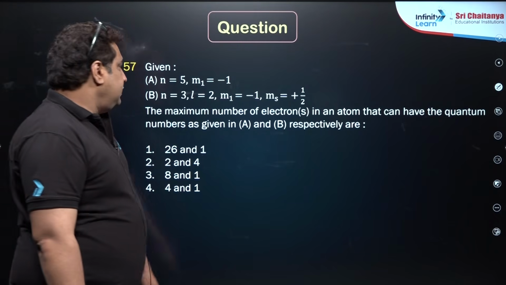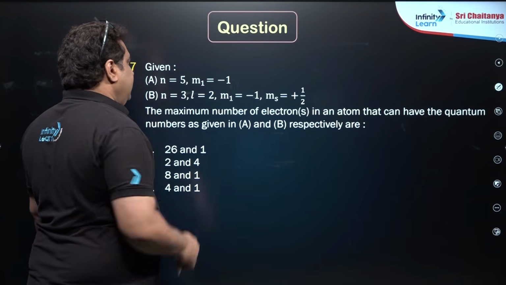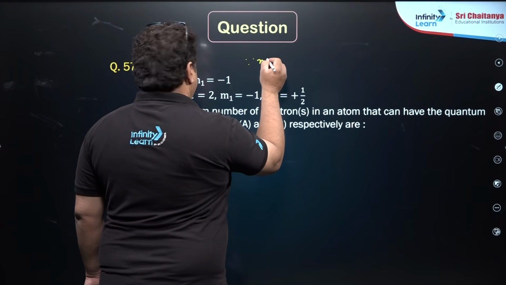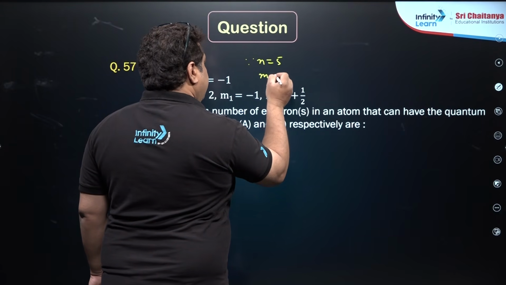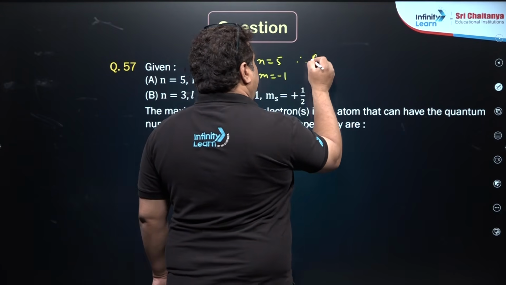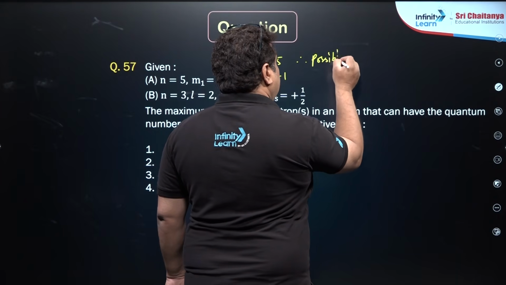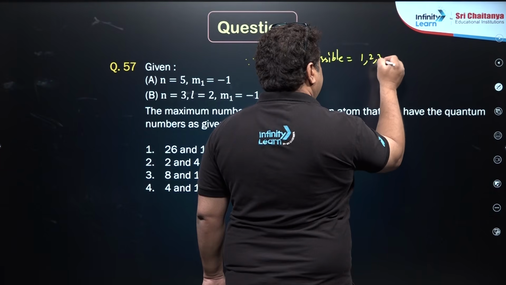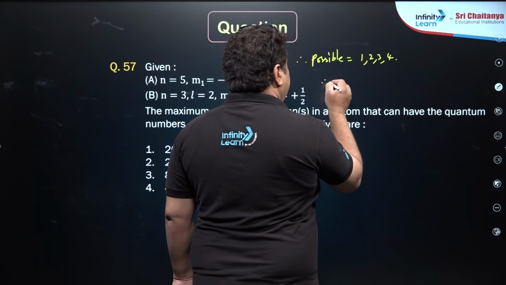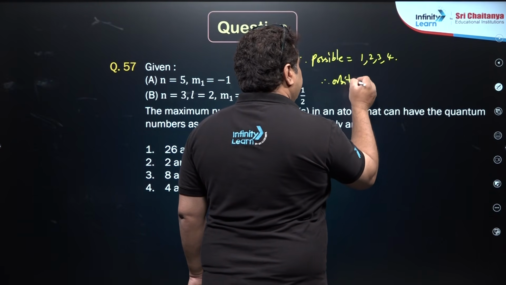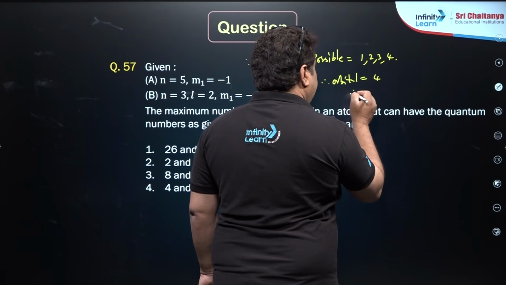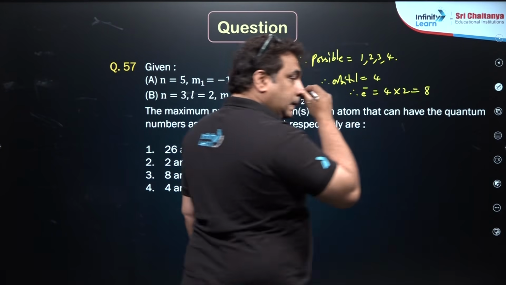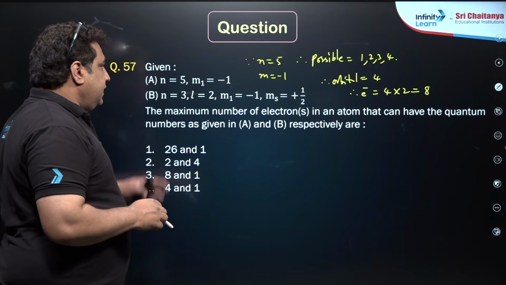Next, this is a very easy question. n is 5, m is minus 1. So since n is 5, m is minus 1, therefore the possible l values can be 1, 2, 3, 4. Therefore orbitals will be 4. Therefore electrons will be 4 into 2, that is 8. Correct? In the next case what happens?